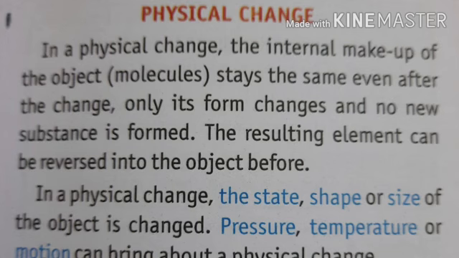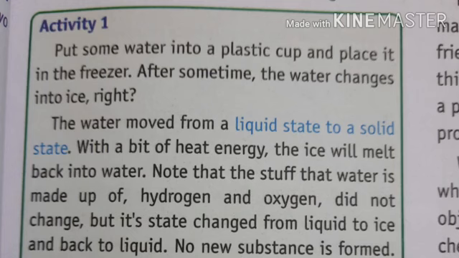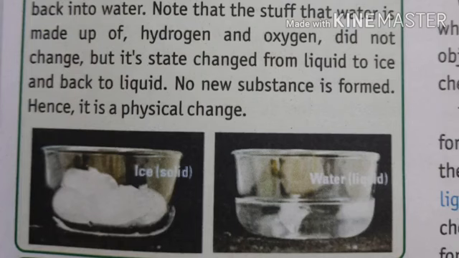How is a physical change possible? Pressure, temperature or motion can bring about a physical change. We can understand more about physical changes through these activities. Activity number 1. Put some water into a plastic cup and place it in the fridge. After some time, the water changes into ice, right? The water moves from a liquid state to a solid state with the loss of heat energy. The ice will melt back into water.